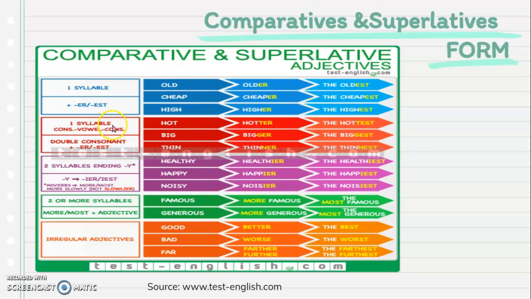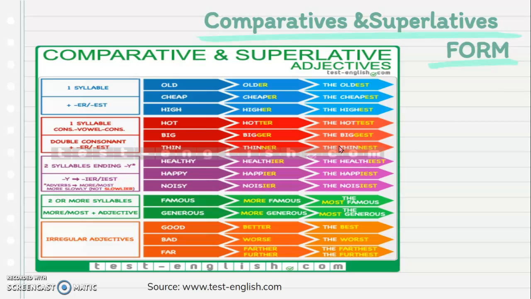For one-syllable adjectives that have consonant, vowel, consonant, we double the final consonant. We have hot, hotter, the hottest. Big, bigger, the biggest. Thin, thinner, the thinnest.